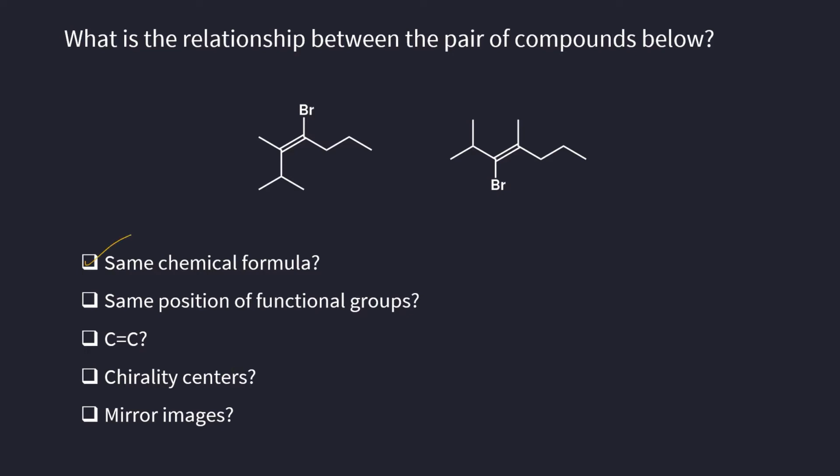Do they have the same position of functional groups? So in this example, the methyl and the isopropyl groups are on one side of the double bond. However, on this molecule on the right, you have the isopropyl group neighbors with the bromo group. So they do not have the same connectivity, and therefore they do not have the same position of functional groups, and therefore they are constitutional isomers.